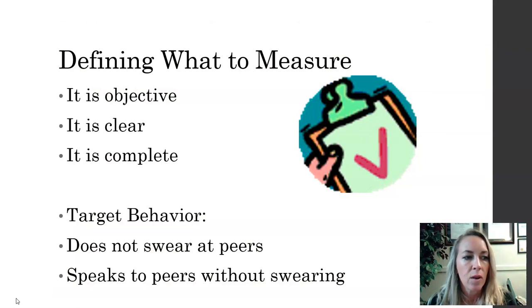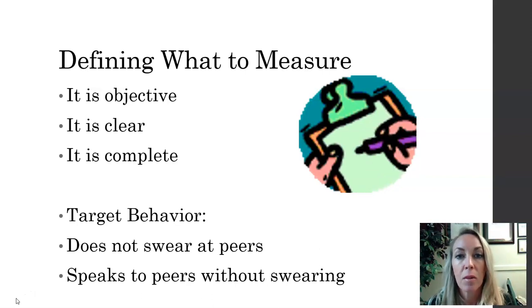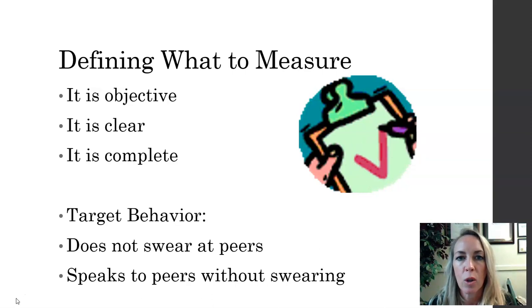Okay, so how do we define what to measure? Let's review. It needs to be objective. It needs to be observable and can be recorded reliably. And by reliably, I mean with inter-observer agreement, or having an independent observer compare data. It needs to be clear. An unambiguous definition doesn't need too much explanation. And lastly, it needs to be complete. Clear inclusion and exclusion criteria will make this happen.